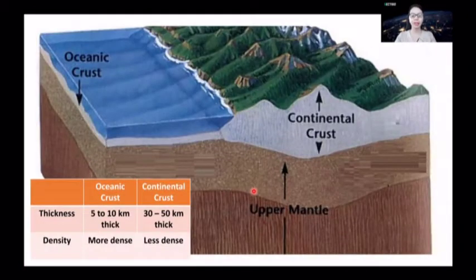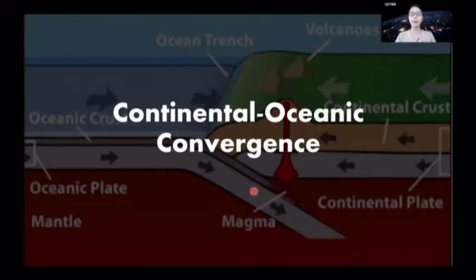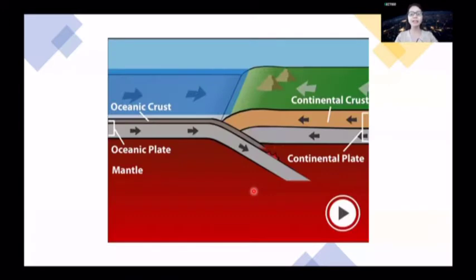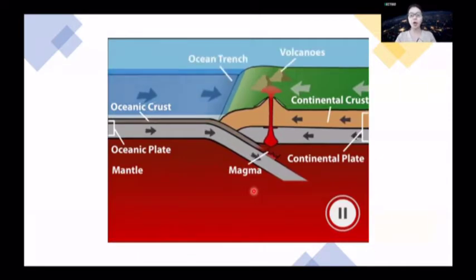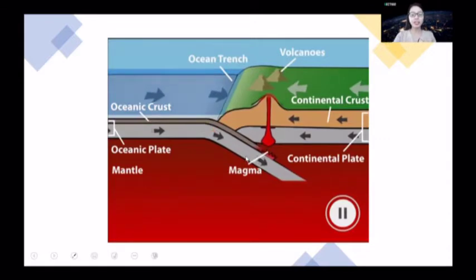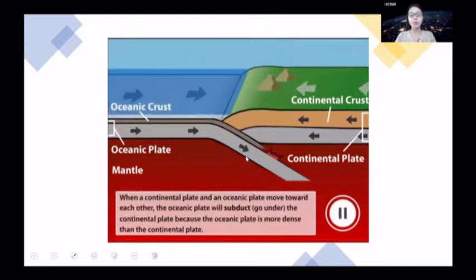Moving on, let us discover what will happen when two different types of plates collide. Let us discuss the continental and oceanic plate convergence. An animation here depicts the collision of oceanic and continental plate convergence. Observe that as the oceanic plate collides with the continental plate, the oceanic plate bends downward. This is due to the denser and thinner property of the oceanic plate. This process is called subduction.